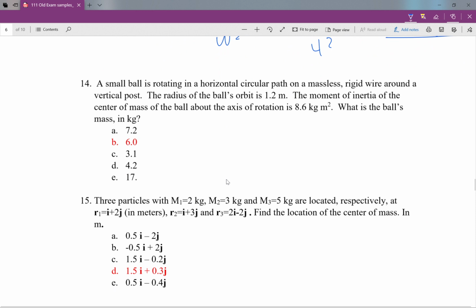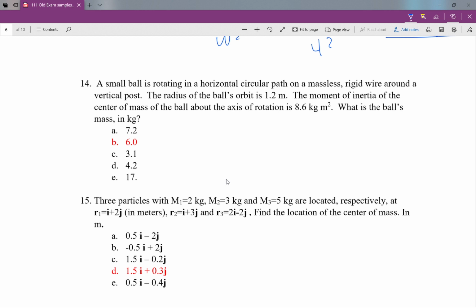A small ball is rotating in a horizontal path on a massless rigid wire around a vertical post. The radius of the ball's orbit is 1.2 meters, and the moment of inertia of the center of mass of the ball about the axis of rotation is 8.6 kilogram meter squared. What is the ball's mass in kilograms?